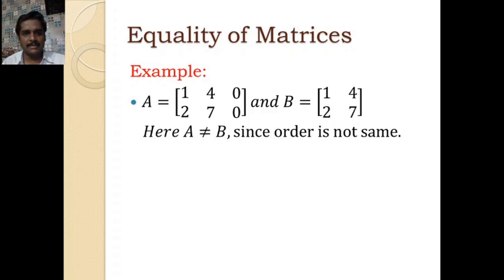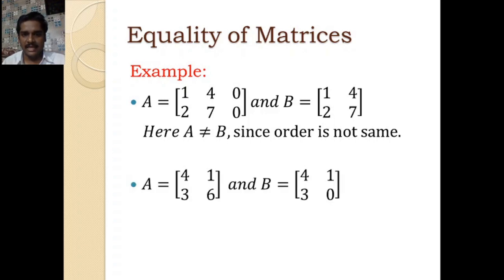Let's see one more example. I have one more example over here. We have to check order first. Both the matrices are of the same order, that is 2 by 2. And once the order is the same, we should check the corresponding elements of each. In this example, three elements are matching, but the fourth element, that is A22 and B22, are different. So here A is not equal to B since A22 is not equal to B22.